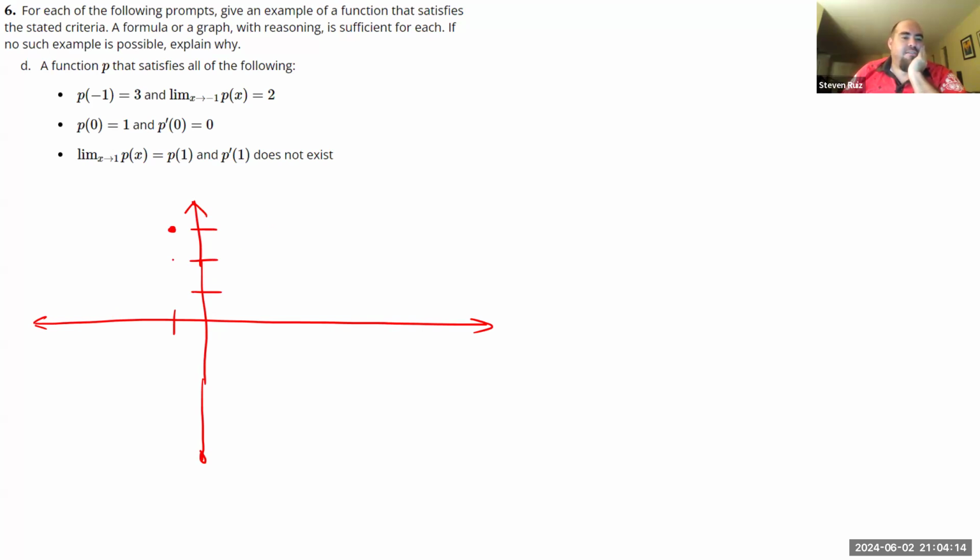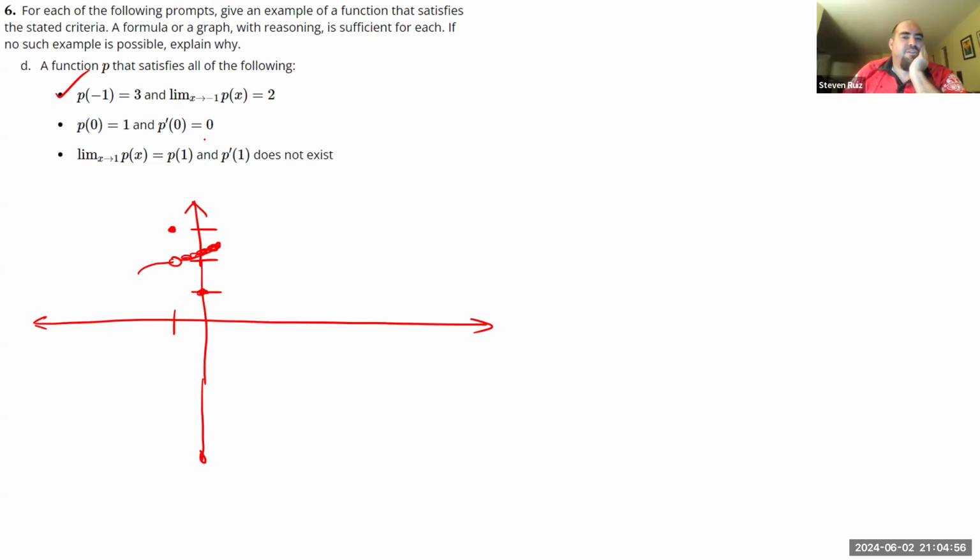So this is pretty similar to what we just did. I think that right there satisfies the first bullet. So we'll mark that. P of 0 equals 1. Okay, so I'm a little too aggressive with my graph here, so let's throw this out. P of 0 equals 1 and p prime of 0 equals 0. So I think I can honor that point here. So p of 0 equals 1. We're also told that p prime of 0 equals 0.